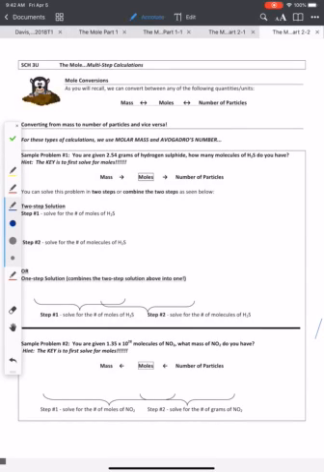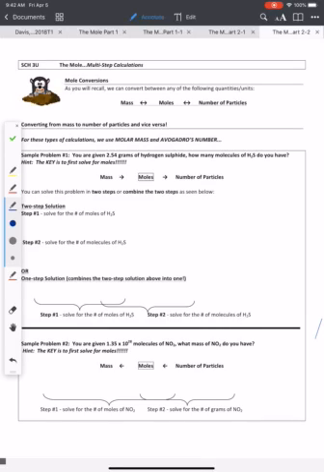All right, in this video, we're going to go over some multi-step mole calculations. At this point, you've already moved between mass and moles, and moles and particles. So now we're going to go from mass all the way to particles, so atoms or molecules, and particles all the way to mass.